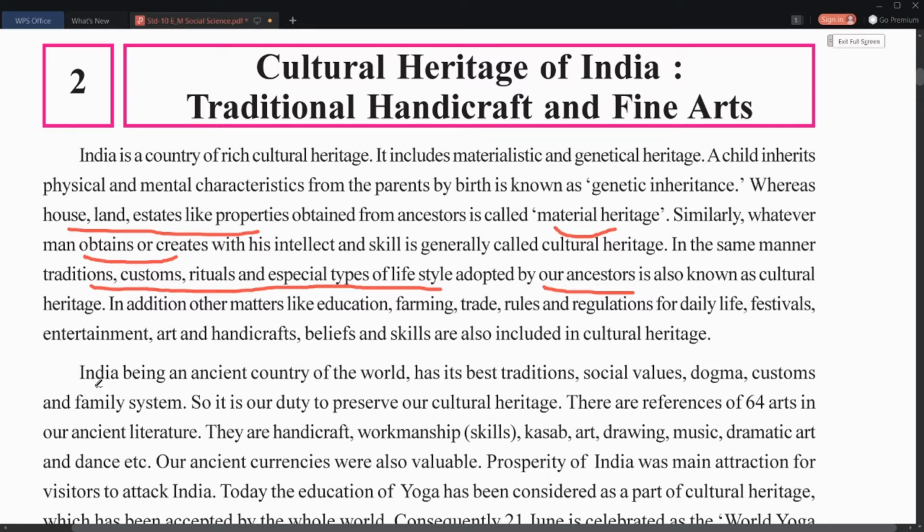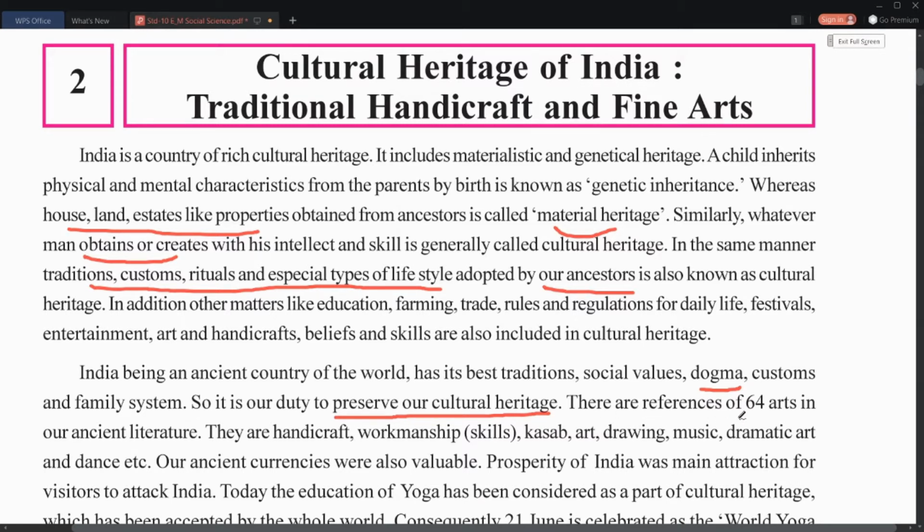So, India being an ancient country of the world, India is one of the most ancient countries in the world. It has wide traditions, social values, dogma. Dogma means our beliefs, whatever have been set up as principles by our forefathers, and we are following it blindly, that is called dogma. So, India being an ancient country of the world has its best traditions, social values, dogma, customs and family system. So, it is our duty to preserve our cultural heritage because it has a big value.